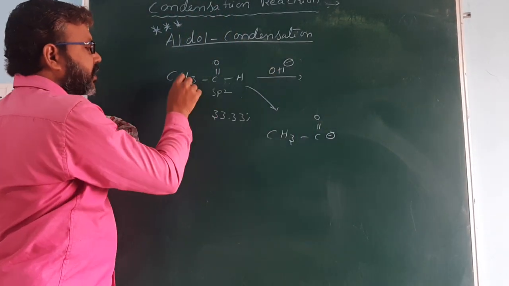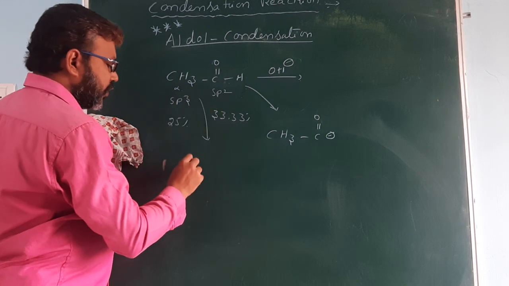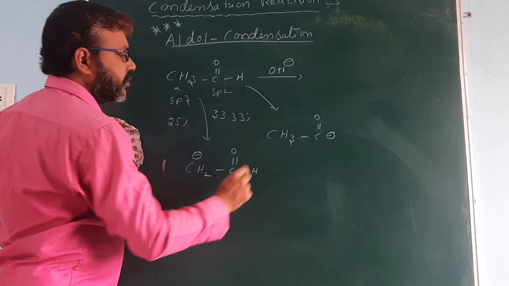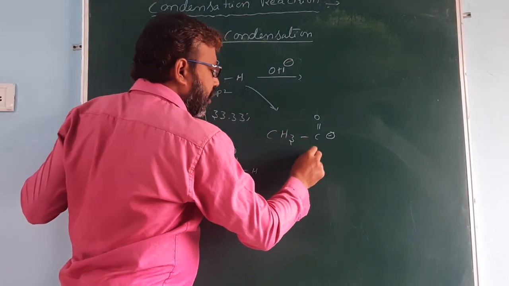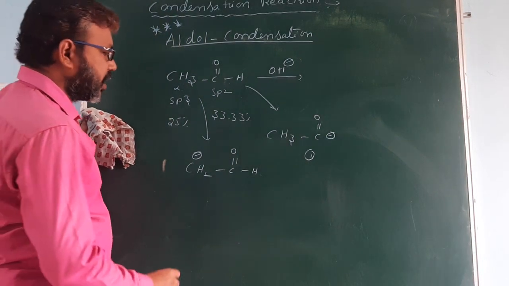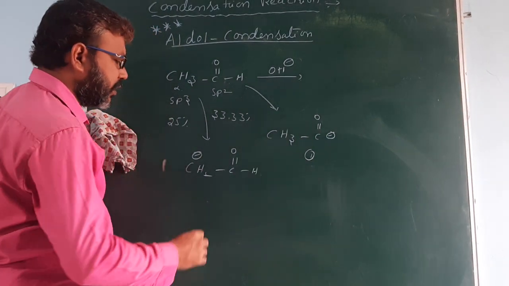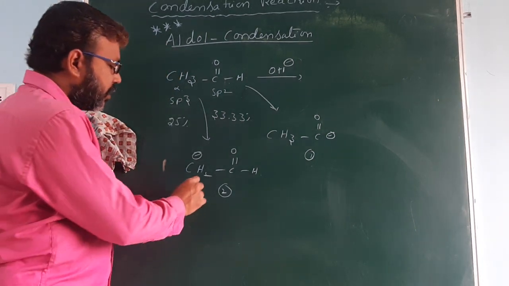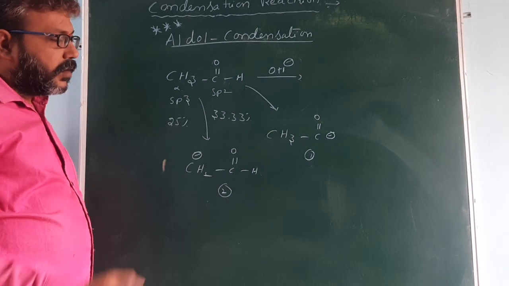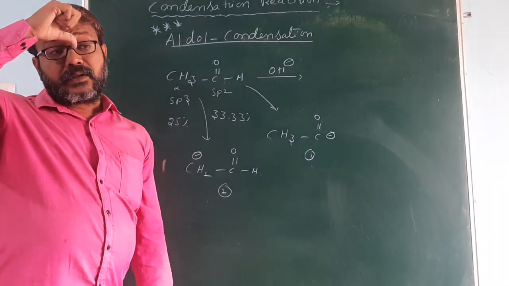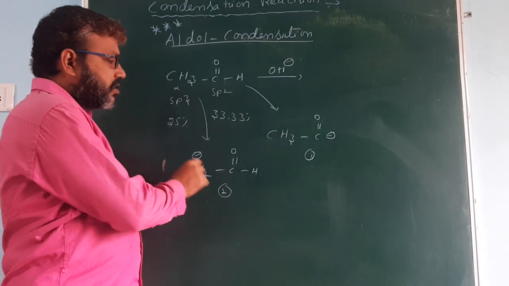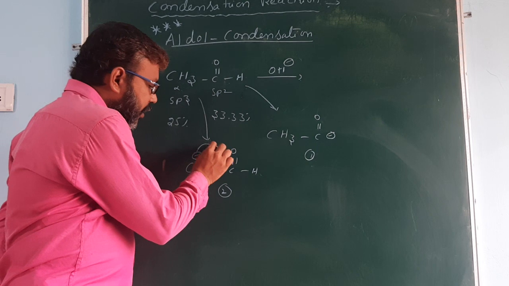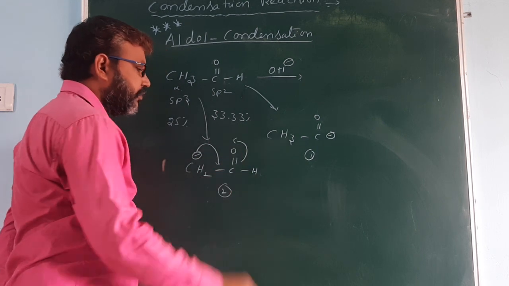When base abstracts the proton from this carbon, you get CH2 minus C double bond OH. When base abstracts the proton from sp2 hybridized carbon, you get one intermediate. When base abstracts the proton from sp3 hybridized carbon, we get a second intermediate, which is more stable. Obviously the second one is more stable than the first one, because it has conjugation of the negative charge.